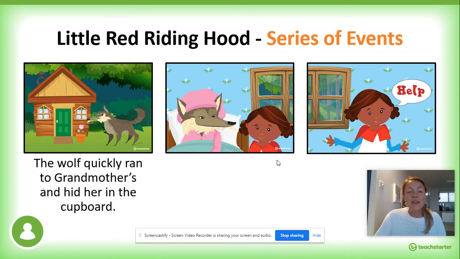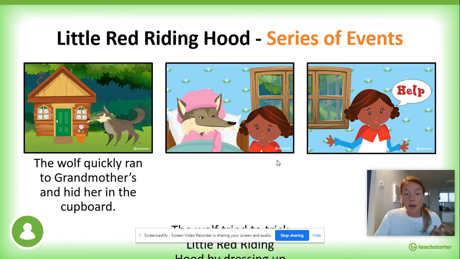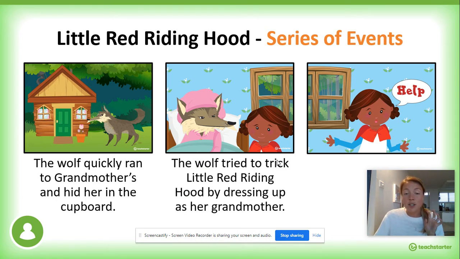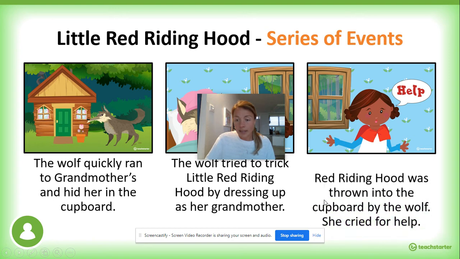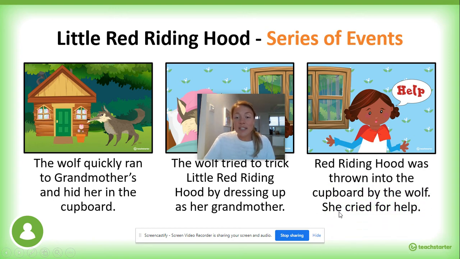So, we know that in Little Red Riding Hood, the wolf ran quickly to grandmother's house and hid in her cupboard. Then the wolf tried to trick Little Red Riding Hood by dressing up as her grandmother. Little Red Riding Hood was thrown into the cupboard by the wolf and she cried for help. So you might have included some of that yesterday in your problem, but if you haven't, that's okay. We can write about it today in our solution.